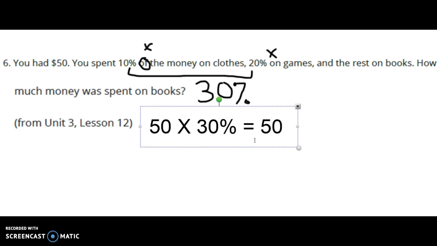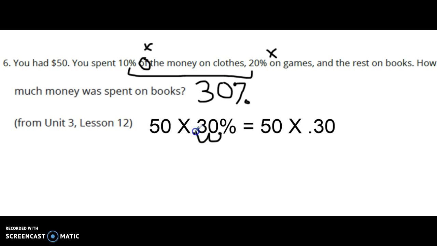So an easier way to do that would be 50 times 0.30, because percent means parts of 100. So all I do is I take my decimal and I move it 2 places to the left so that I have 30 hundredths, 30 parts of 100. Okay, now I'm going to do that off to the side. 50 times 0.30, do this work with me.